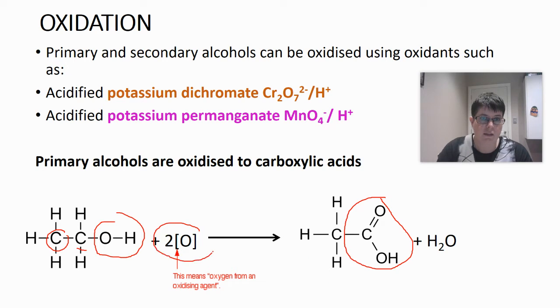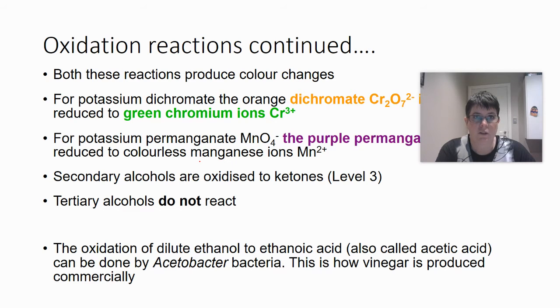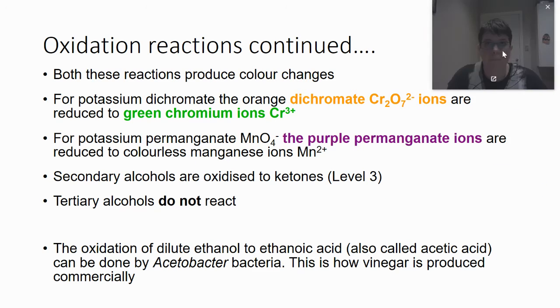Sometimes you can see this indicating an oxidizing agent. In this case, we could either use potassium dichromate, and we say it's acidified, so we have H+, or potassium permanganate, also acidified. I've left off the potassium and just written the dichromate ion and the permanganate ion. Dichromate is orange, and it changes to green when it's reduced, and potassium permanganate goes from purple to colorless. Both these reactions produce color changes.